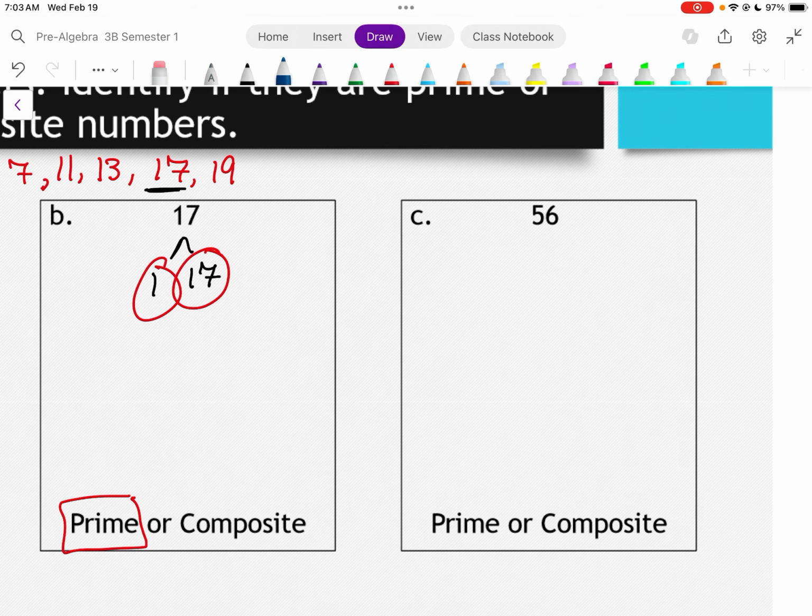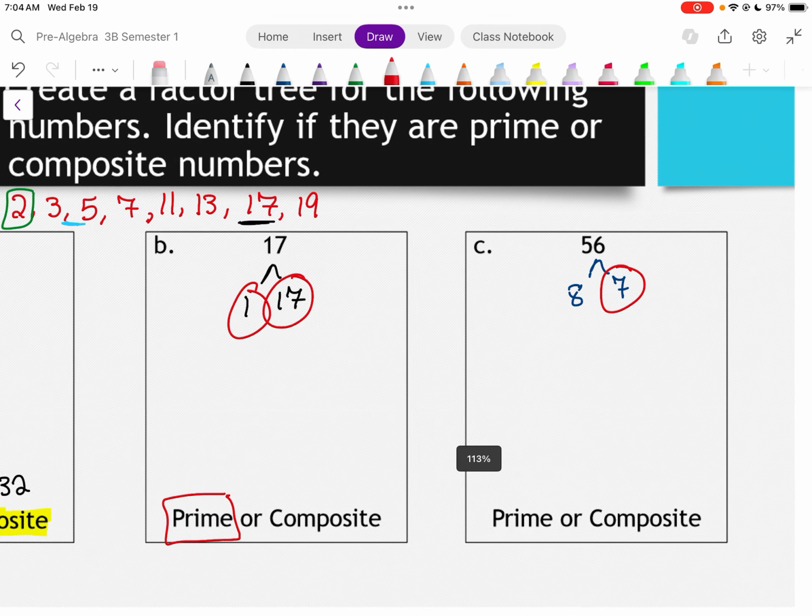Okay. Next, we have 56. Now, the first one, we divided by 2 the whole way through. This one, I'm going to do a little bit differently. I know that 56 could be factored into 8 and 7, because I know 8 times 7 is 56. And 7 is on our list of prime numbers, so we're going to circle that one.